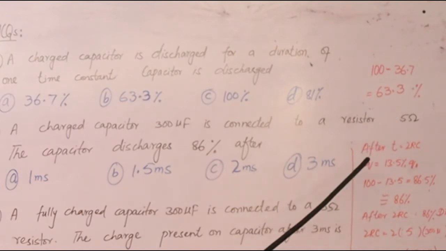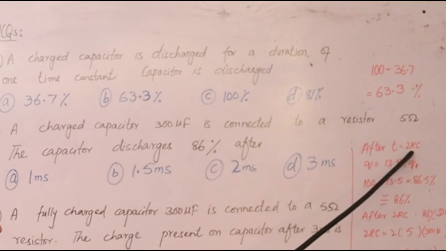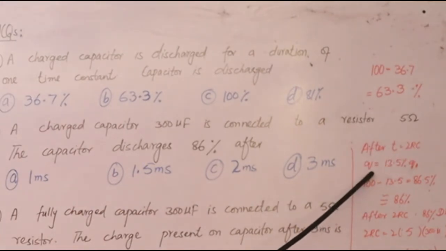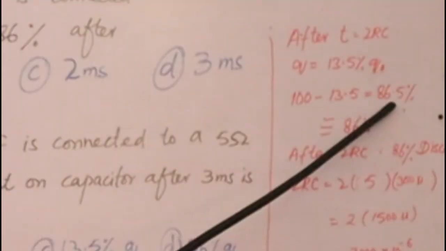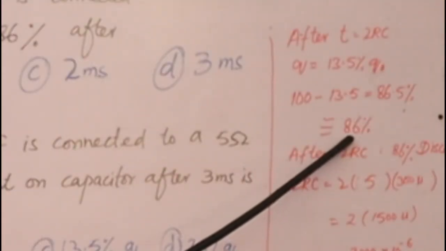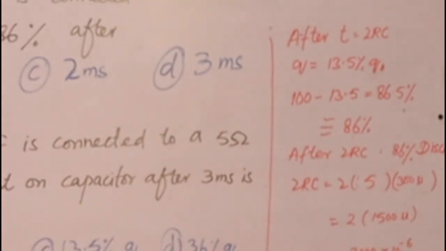Let's see, after t equals 2RC, double the time constant, we have already studied that the charge present on the capacitor is 13.5% of Q naught. And if we want to find the charge lost by the capacitor, we will again subtract it from 100. We will get 86.5%, which is approximately equal to 86%. After 2RC, 86% discharging has occurred.